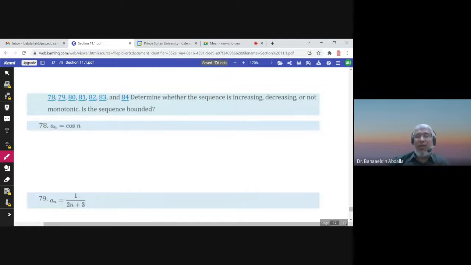Some questions. Determine whether the sequence is increasing, decreasing, or not monotonic. Is the sequence bounded? What do we know about cosine n? We know that cosine n is always a number between -1 and 1. Cosine and sine, their graph, the range is always between -1 and 1. So this sequence is a bounded sequence. It is bounded above by 1 and bounded below by -1.